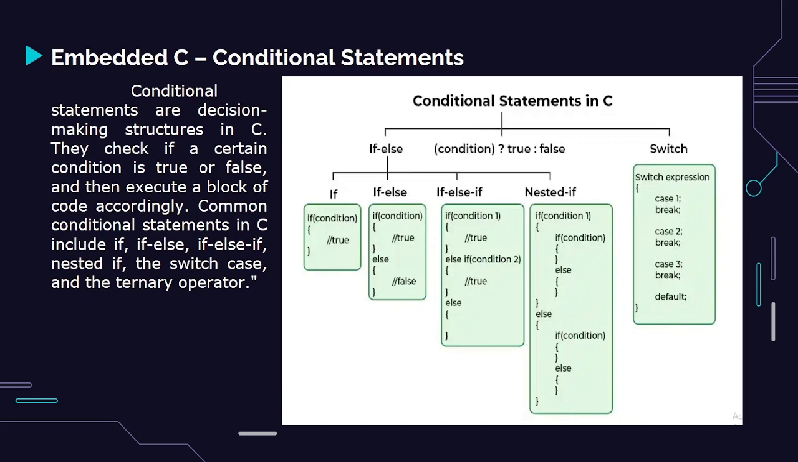Conditional statements. Conditional statements are decision-making structures in C. They check if a certain condition is true or false and then execute a block of code accordingly. Common conditional statements in C include if else, if else if, nested if, the switch case, and the ternary operator.